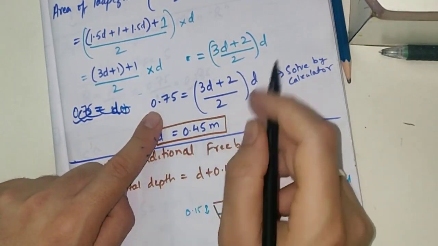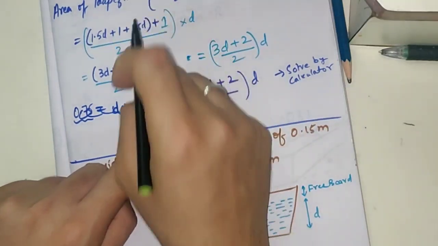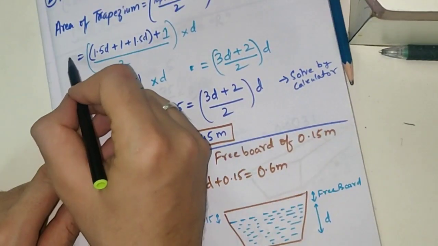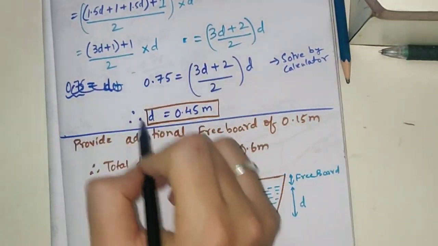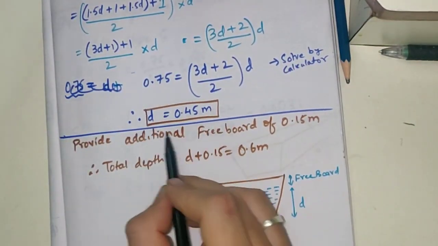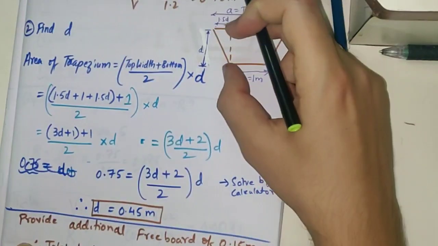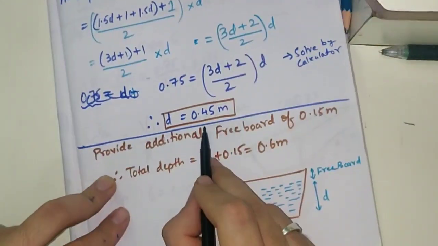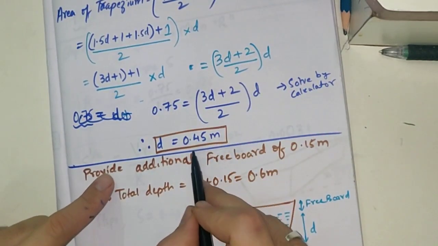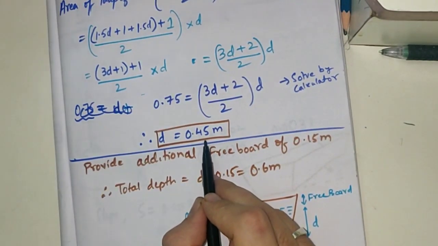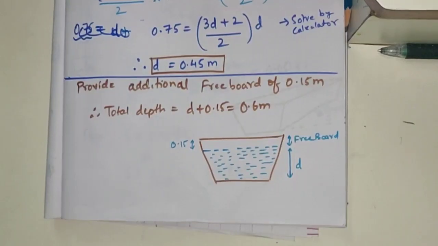So area is equal to this value. If you want, you can directly put the value of area here and solve it in your calculator and directly get the value of D. So D is this much, 0.45 meter. By solving this quadratic equation, you get D is equal to 0.45 meter. Directly you can solve it in the calculator.